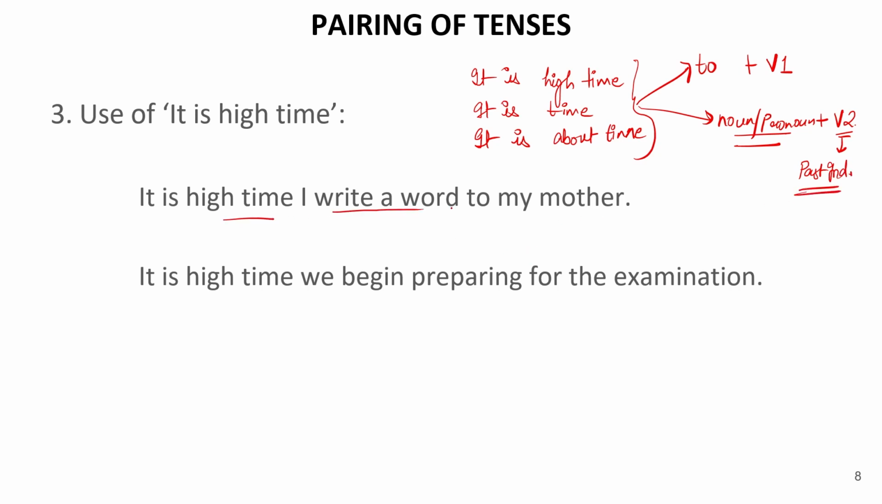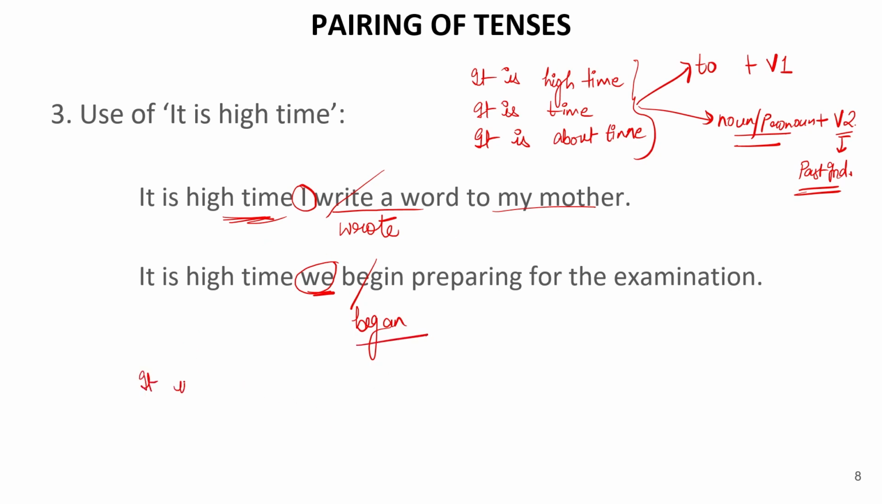Now, it is high time I write a word to my mother. It is high time. I is a pronoun, so write should be replaced with wrote. It is high time we begin preparing for the examination. This is we, that is a pronoun, so begin should be replaced with began. I is also a pronoun. We is also a pronoun. So we have written began, that is verb second form.